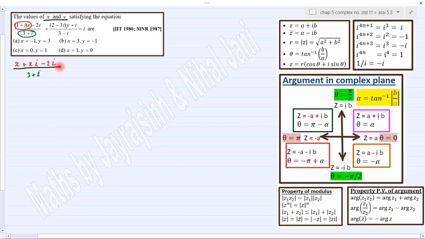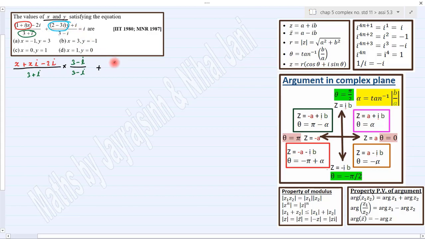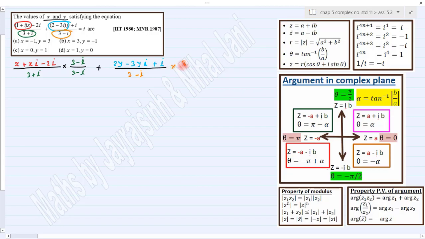To simplify this term, you have to multiply and divide by its conjugate, which is 3 minus i. Same thing we will do in the second term. Let's open the bracket. So we will get 2y minus 3yi plus i will remain as it is. And in the denominator we have 3 minus i. To simplify this, we have to multiply and divide by its conjugate, which is 3 plus i. And on the right hand side, we have i.